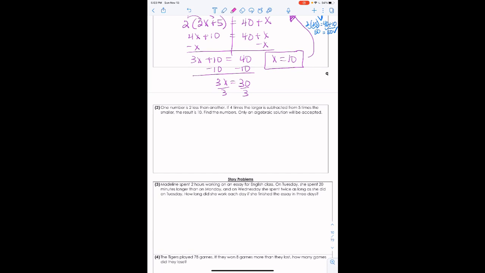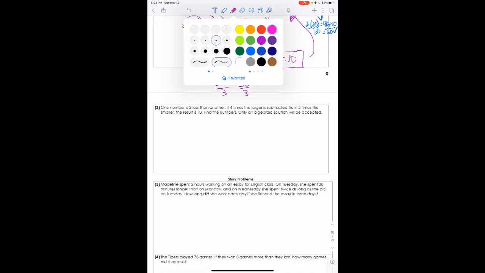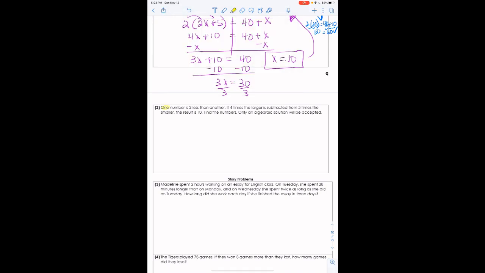Okay, so again, for this one, I'm going to highlight it in a kind color here. So one number is 2 less than another. Okay, fine. Now, I did notice in looking at this, I'm seeing words like larger and smaller. So I'm going to use the language larger and smaller in my legend. I'm also going to cut this down the middle because there's 2 ways to see it.